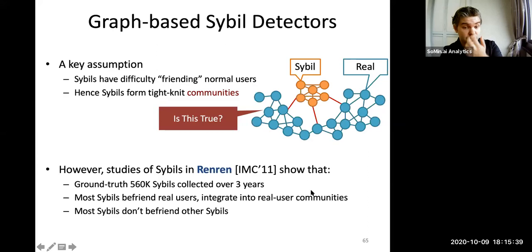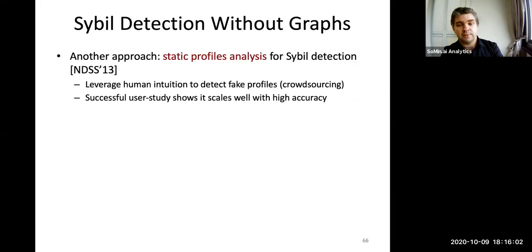There are some studies that show that if you get enough ground truth, you can actually detect Sybils from real users and see how their communities can be interpreted and taken out from the real user communities. So this is how it works. And let's look at another approach. A static profile analysis approach was also proposed for Sybil detection. It was used to leverage human intuition to detect fake profiles, crowdsourcing, and successful user studies showed that it scales with high accuracy.